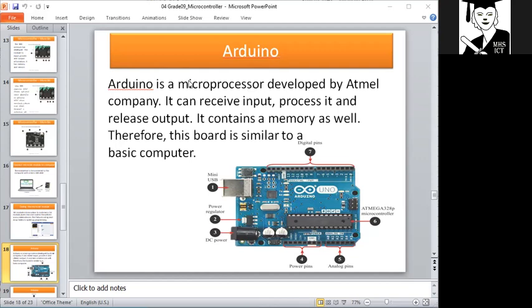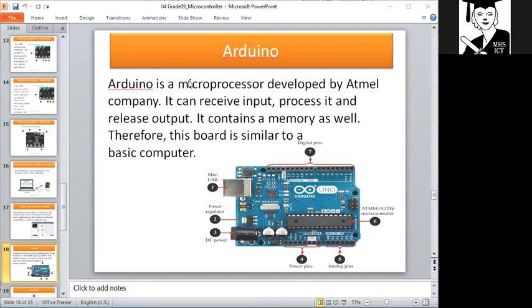It can receive input, process it, and then release the output. Most of the students are using the Arduino board for so many pieces of equipment, right? It has memory also, therefore it is the same as a small computer. It's a smaller computer with basic features. Whatever features are available in a desktop or a laptop, the Arduino board has the same.